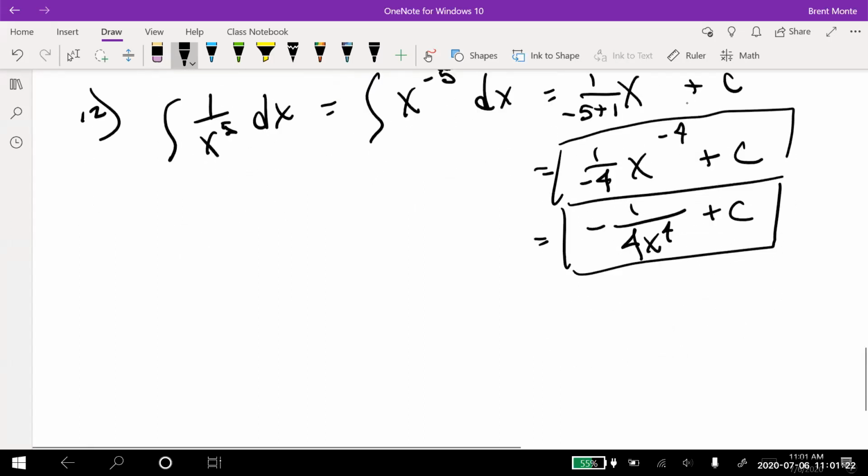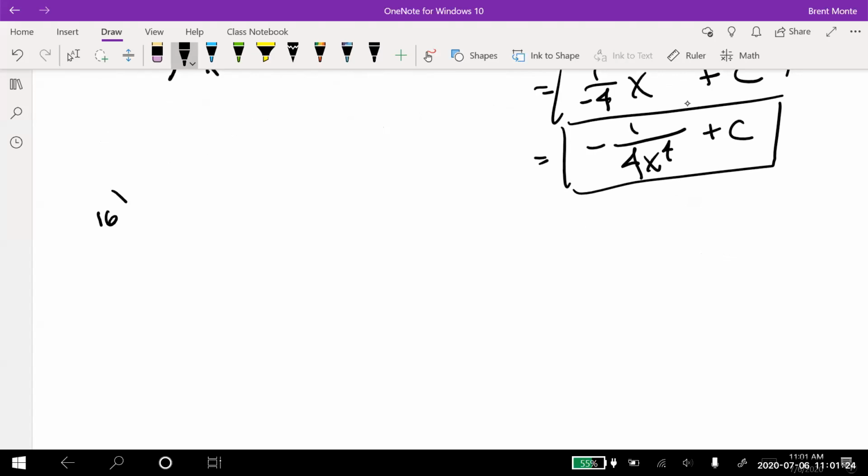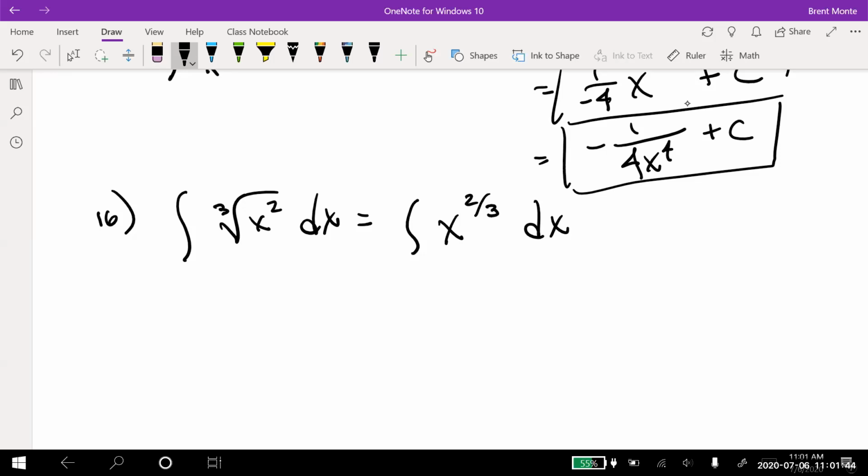All right, let's look at problem 16. So as you can see, these go fairly quickly. This time we've got the integral of the 3rd root of x squared. And again, that's why we learned all these ways of writing exponents in algebra, because I'm going to write this as the integral of x to the 2/3 power. Remember, the root is the denominator of the exponent. And now I do the same thing. To do that, I'm going to add 1 to the exponent and then multiply by the reciprocal.